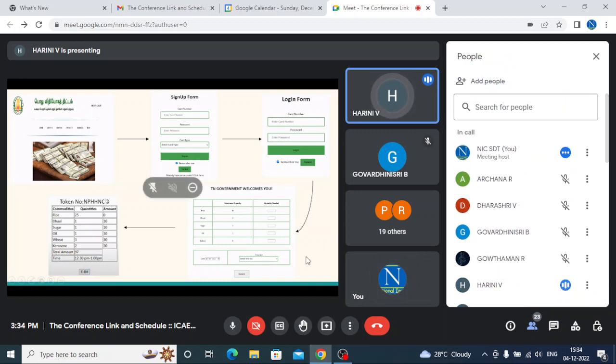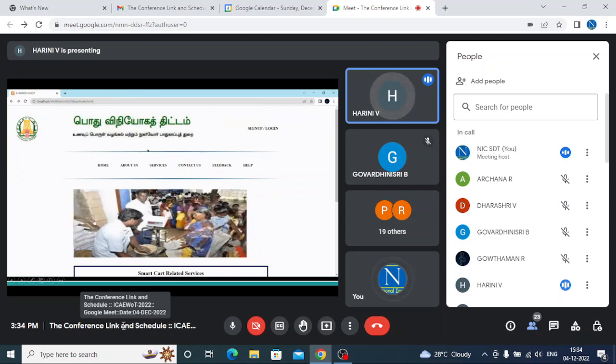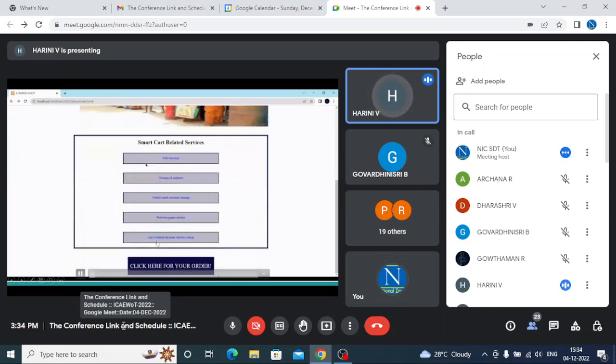And the e-bill also has a token number which is auto generated, and every e-bill has a unique token number, so that confusions can be avoided. So this is the video or the working model of our website.